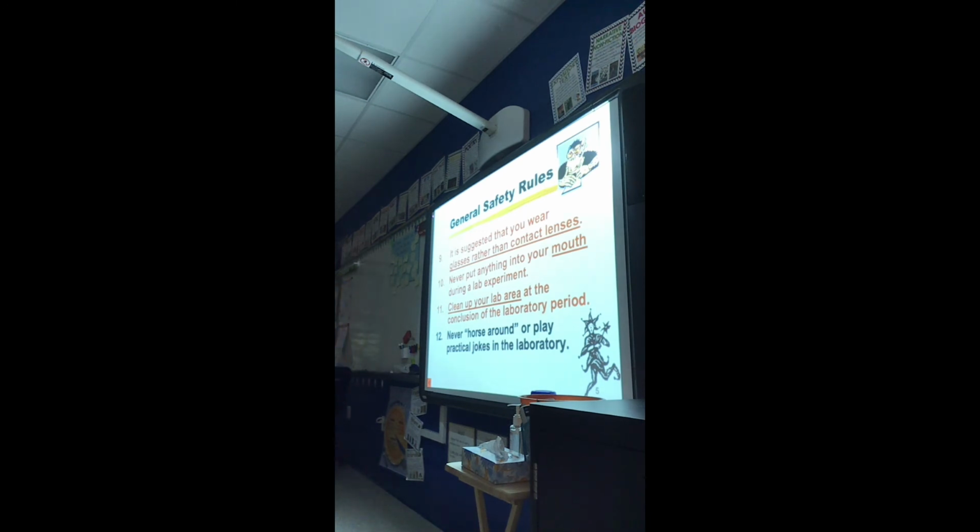Because if you were working with chemicals and a chemical gets in your eyes, guess what's going to happen? That chemical is going to get behind the contacts and it's going to stay in the eye longer than it would if it didn't have contacts. So it's better to wear glasses for that. I don't think I have had anyone here at Capshaw yet tell me that they wear contacts. Usually at this stage you don't really start wearing contacts anyways.